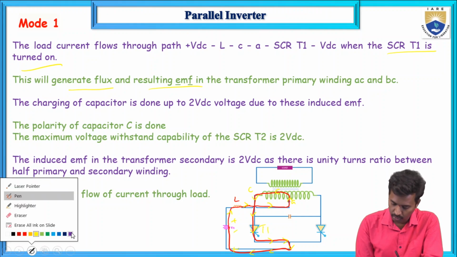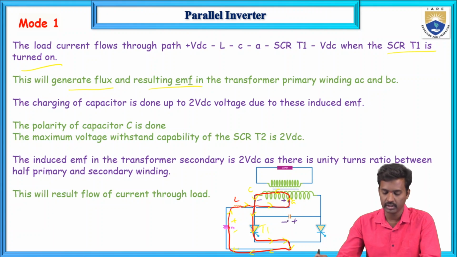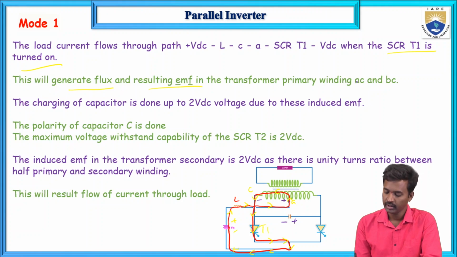Let me change the color over here. This is plus and minus. So here this is the plus and this is a minus. So now in this case, this is the plus and this is a minus. This will generate the flux and the resulting EMF on the primary winding AC.